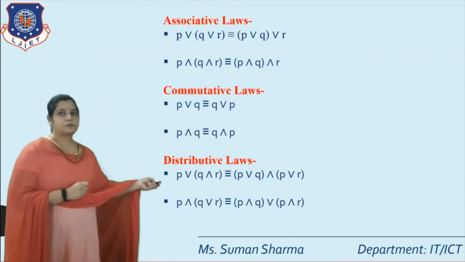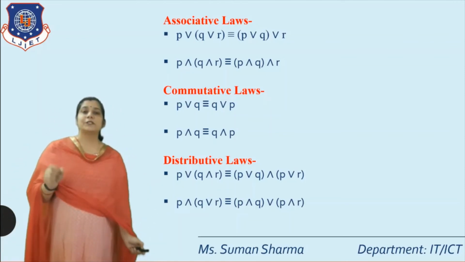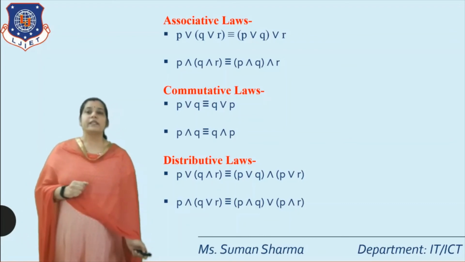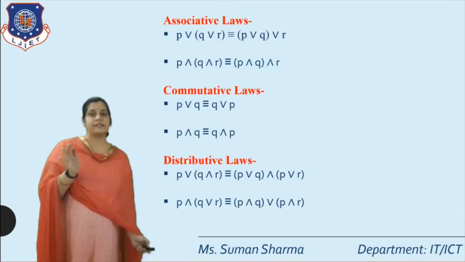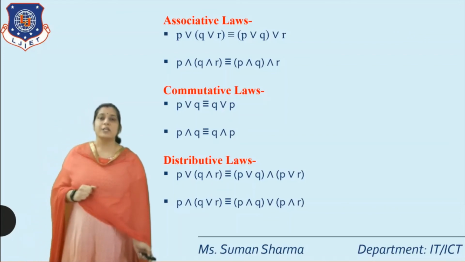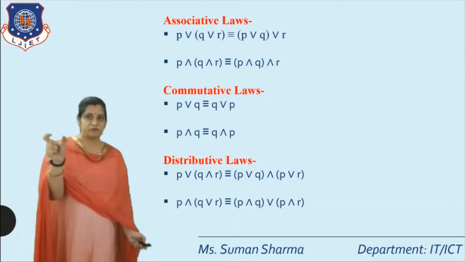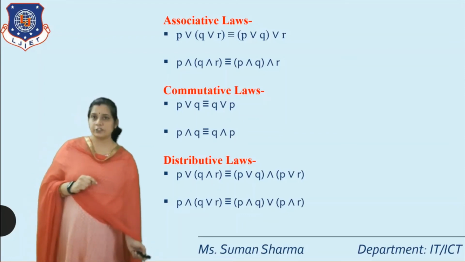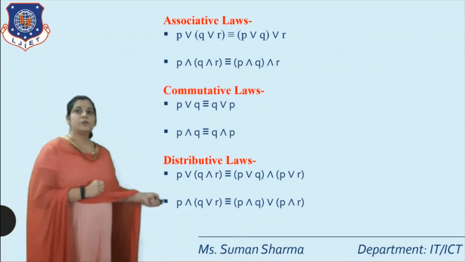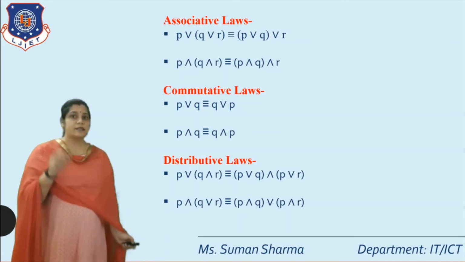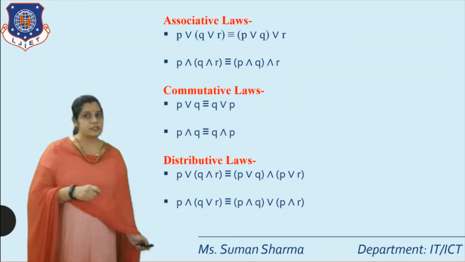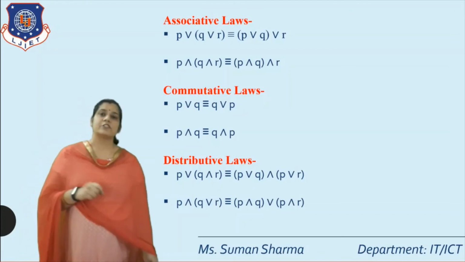Next one is the distributive law. So P ∨ (Q ∧ R), just like the union and the intersection sign, is equivalent to: what is outside the brackets you write inside, and what is inside you write outside. So here (P ∨ Q), and we write the conjunction sign, and next is (P ∨ R). Next is P ∧ (Q ∨ R). That means we write P ∧ Q, and according to the formula you write the disjunction sign, after that you write P ∧ R.